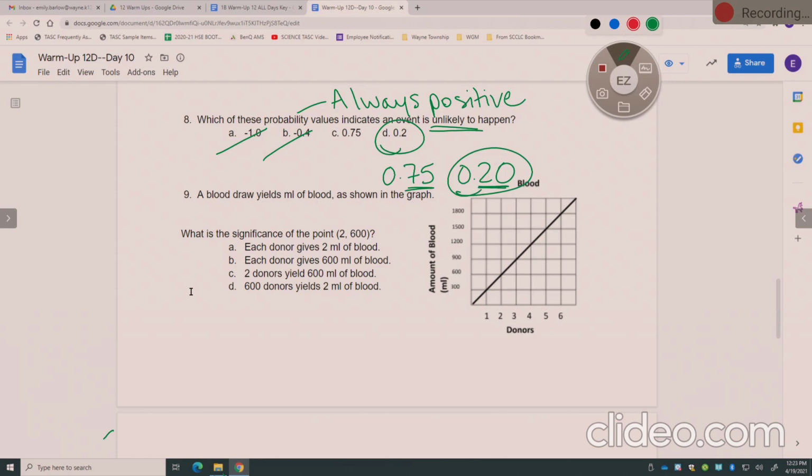Number 9 is just seeing, do you know how to read the graph? So at this point, 2, 600, I'll be right there. What's happening? Well, 2 means we have 2 donors, and our total amount of blood is 600 milliliters. So 2 donors yield 600 milliliters of blood.